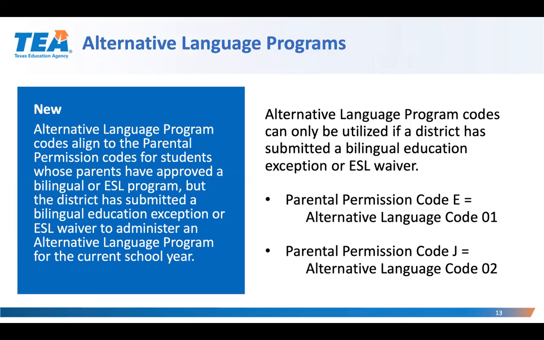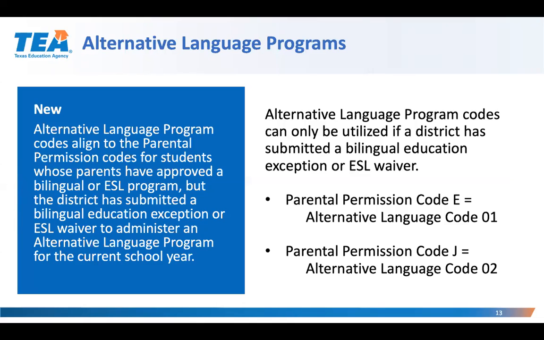Now, we have updated and added a new field in our programming, which is alternative language programs. Alternative language program codes align to the parental permission codes for students whose parents have approved a bilingual or ESL program, but the district has submitted a bilingual education exception or ESL waiver to administer an alternative language program for the current school year. The alternative language program codes can only be utilized if a district has submitted a bilingual education exception or ESL waiver.